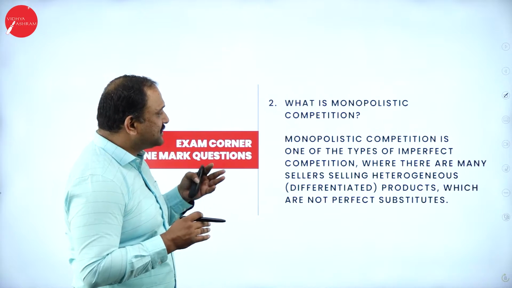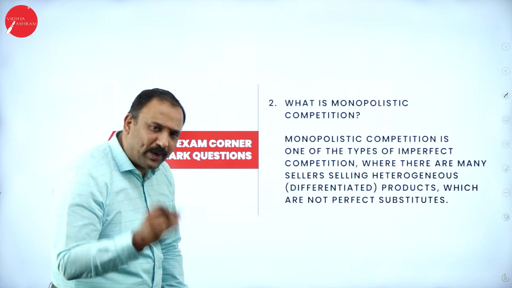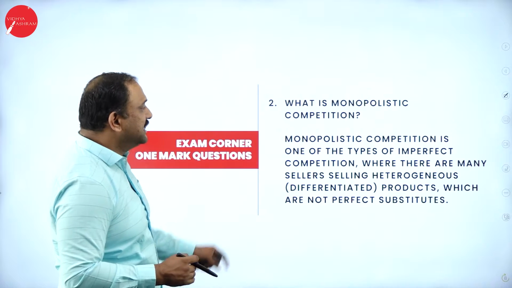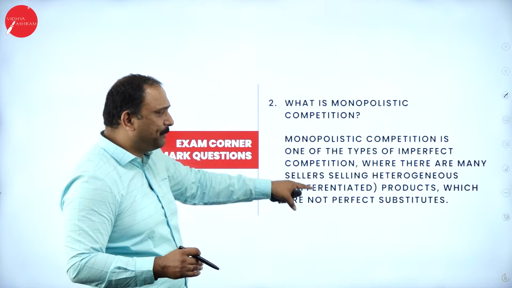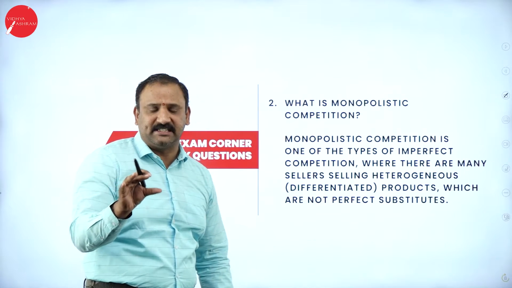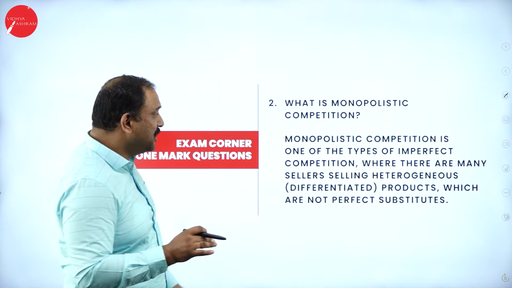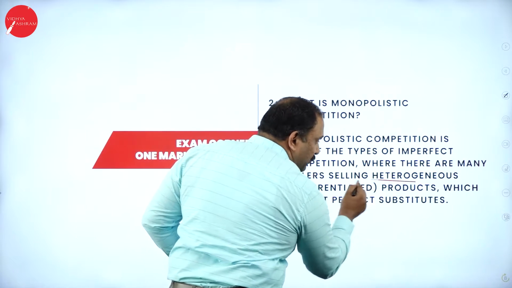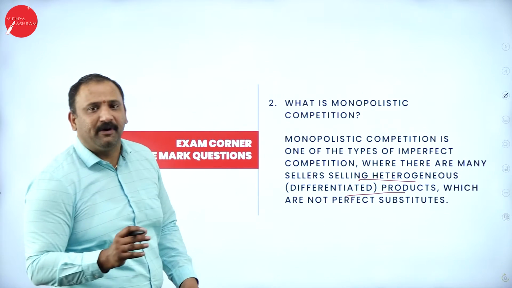Followed by, what is monopolistic competition? A very, very important question. Why? Because this is a kind of competition. It's again an imperfect market. I'm not going to say this is a perfect market at all. It's imperfect, where there are many sellers selling heterogeneous products and they are not perfect substitutes.